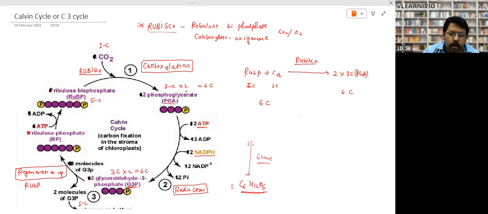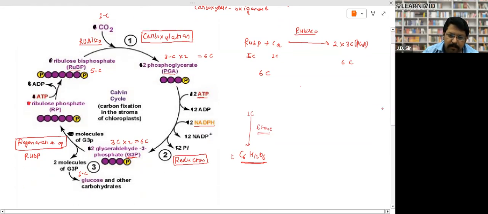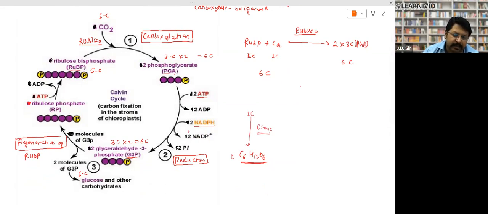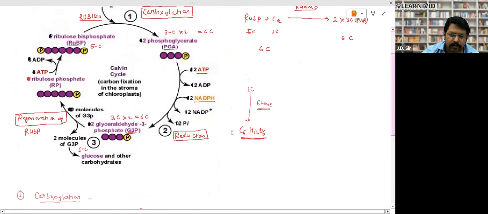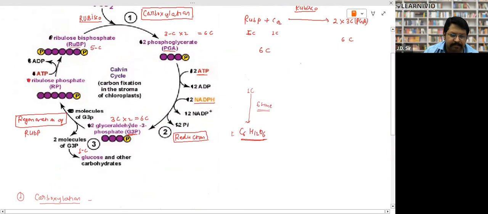Formation of 2 molecules of a 3 carbon compound, 3-phosphoglycerate, takes place. This is 3-PGA, at the expense of 2 ATP and 2 NADPH, right? That means reduction takes place. So formation of 2 molecules of a 3 carbon compound, glyceraldehyde 3-phosphate, G3P, will take place. Now there are total 6 molecules, right?